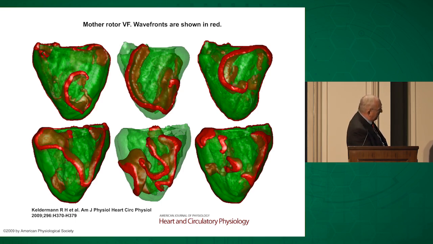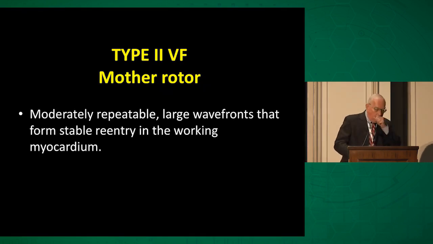And then when it gets to the back part of the heart, in this case, it's not exactly the same, and sometimes it blocks one place and sometimes it blocks another. So if you got a body surface ECG, it's going to look like ventricular fibrillation, probably coarse fibrillation, but there is still a pretty good degree of organization. So we've called this type 2 VF maintenance, the mother rotor, moderately repeatable large wavefronts that form stable reentry in the working myocardium.